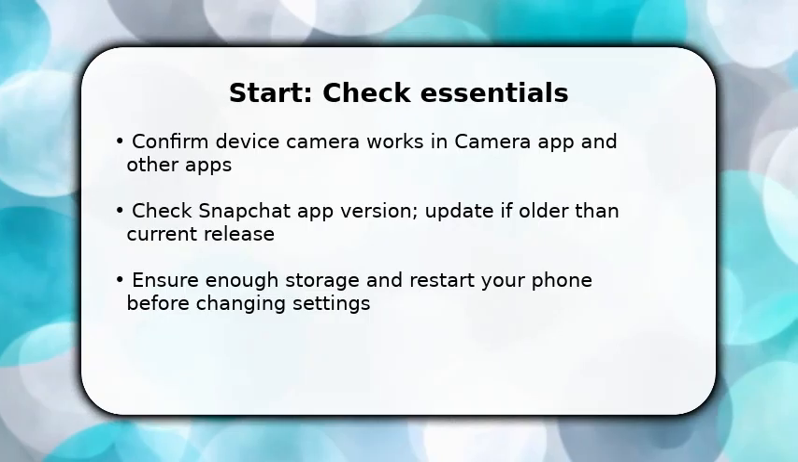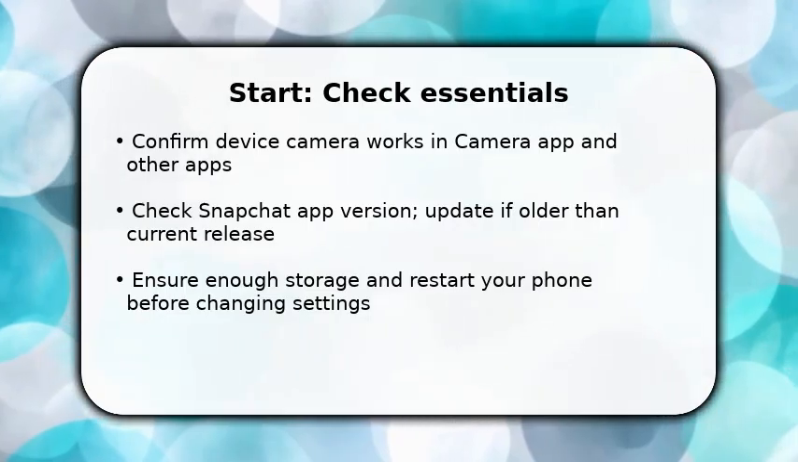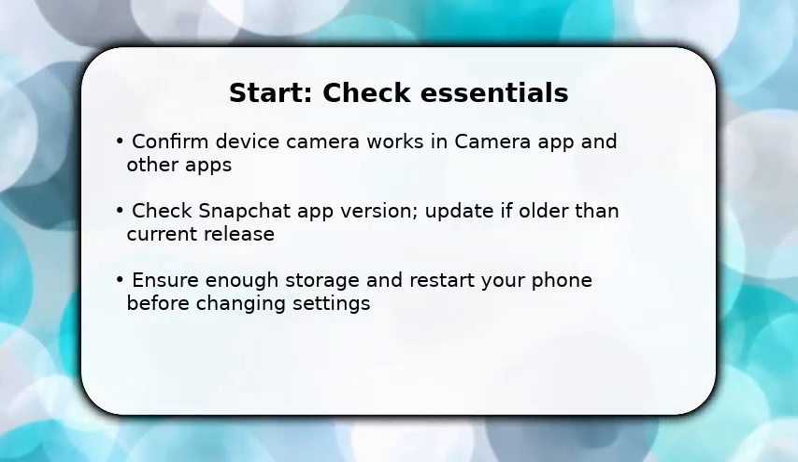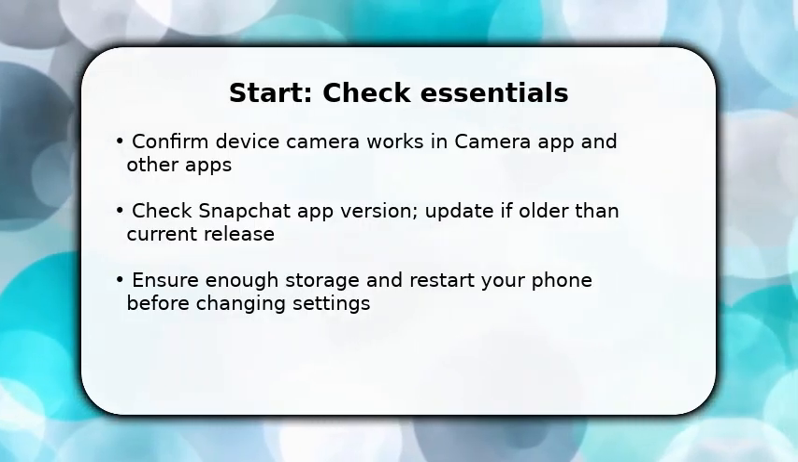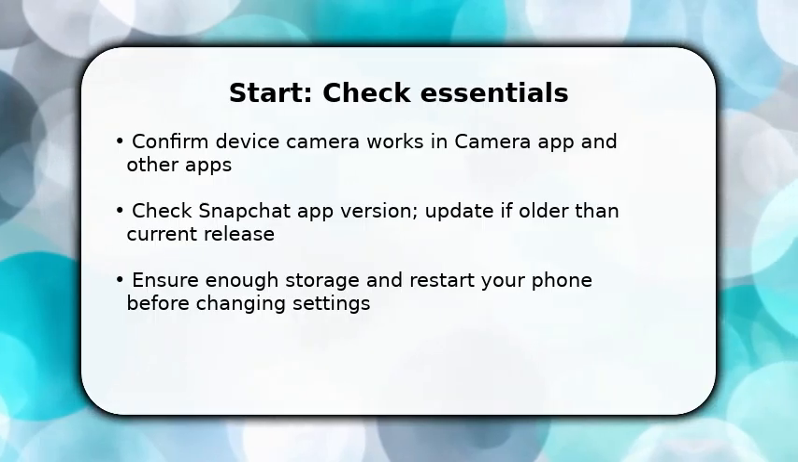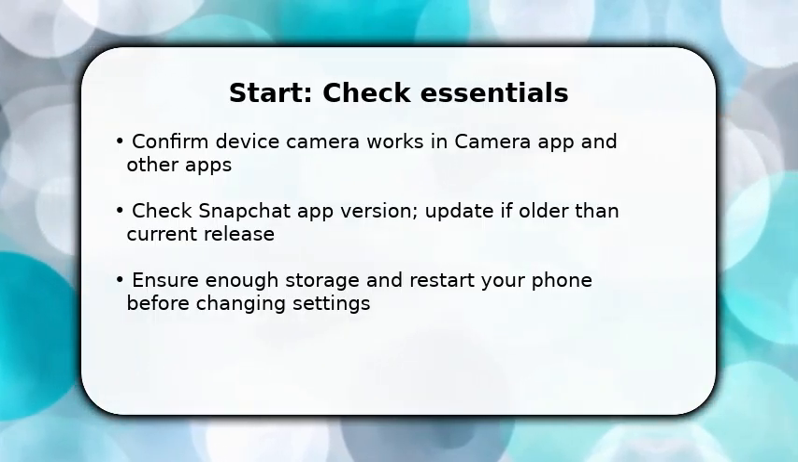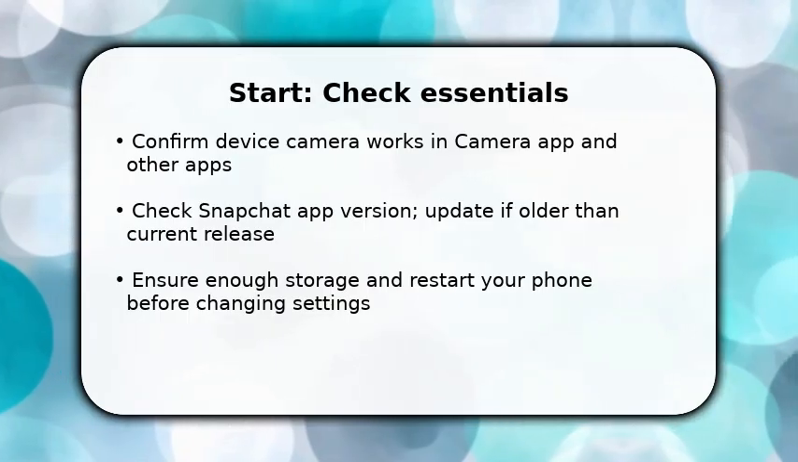You begin by verifying prerequisites so you don't troubleshoot the wrong thing. Open your phone's camera app and take a photo. If that fails, fix the system camera first. Once confirmed, open the App Store or Play Store and update Snapchat. Outdated builds often lose permissions.